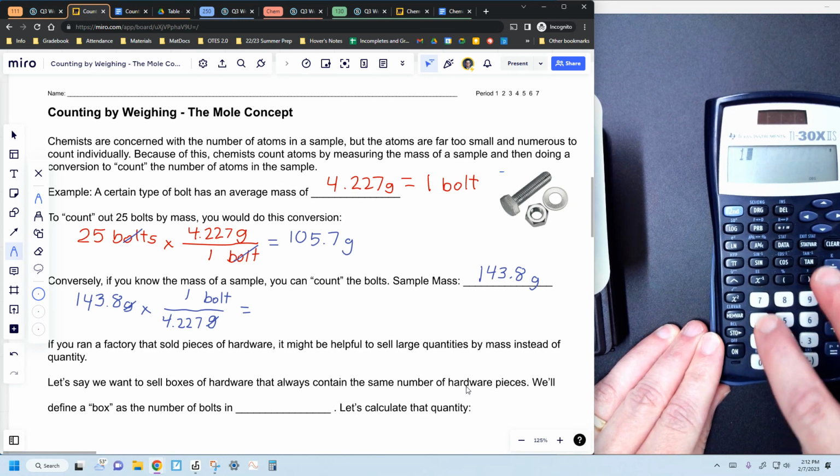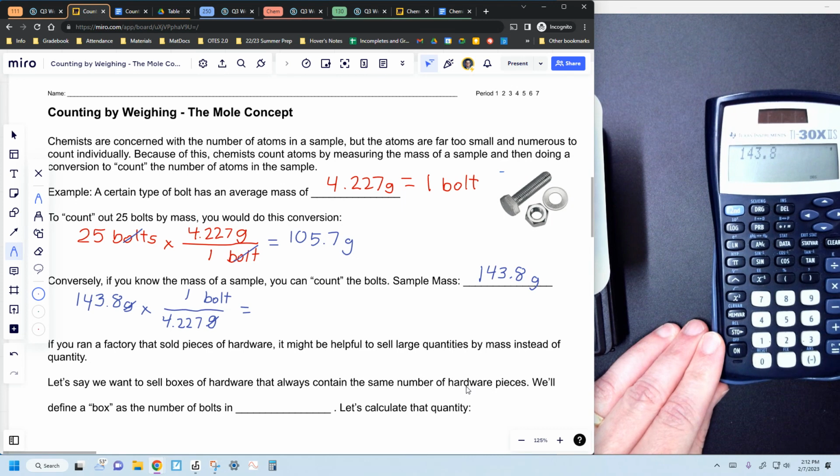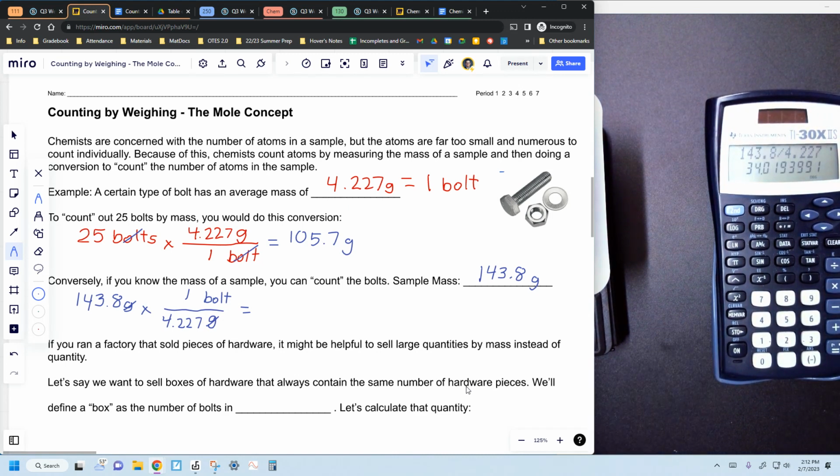All right, so 143.8 times 1 is just 143.8 divided by 4.227 equals 34.01 repeating, right? I'm almost right at 34. I can't have a partial bolt, right? So I'm going to predict that there's 34 bolts in the bin, or in the measuring dish. It worked out pretty darn close, right? I was only off a hundredth of a gram.